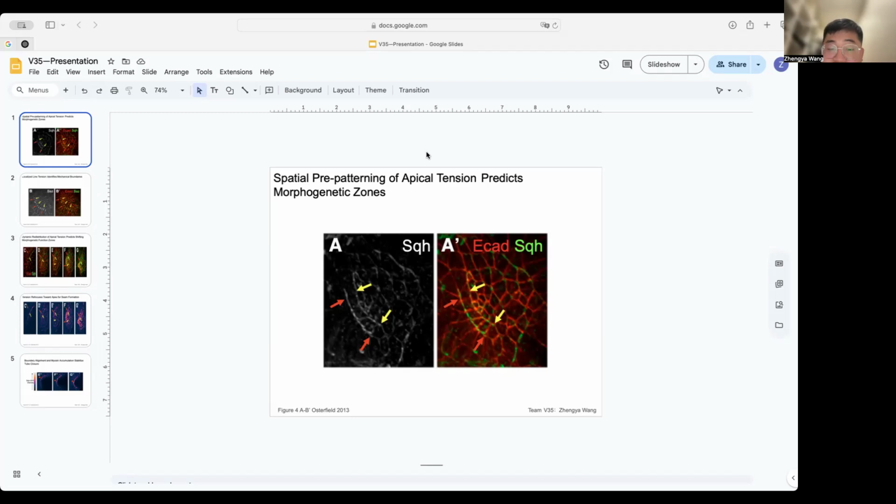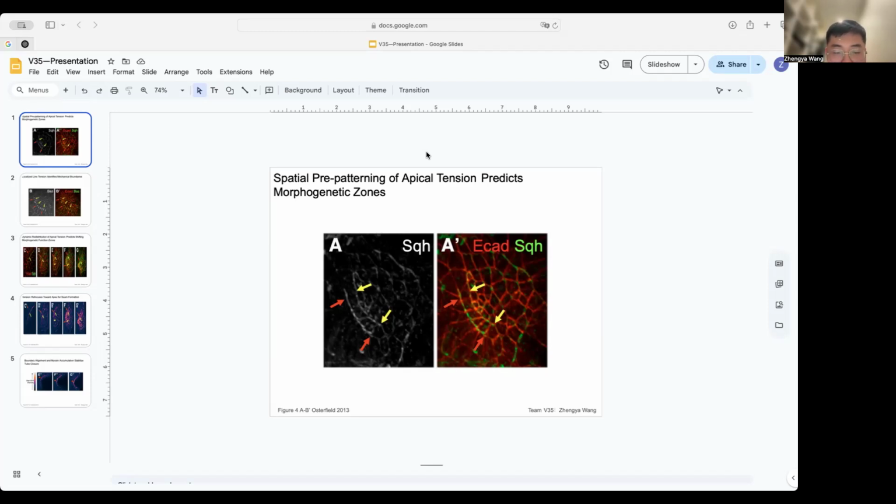In slide one, panels A to A prime describe how pre-patterned tension predicts morphogenetic zones. In this first panel, we observe the dorsal appendage primordium at an early developmental stage. The green signal represents SQH-GFP, a marker of apical cortical tension, while magenta shows Bazooka, a polarity marker.